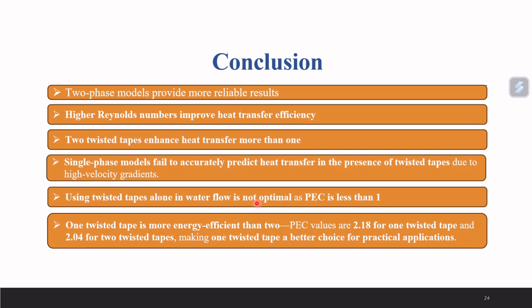Future research should explore optimized twisted tape design and experimental validation to improve enhancement efficiency.